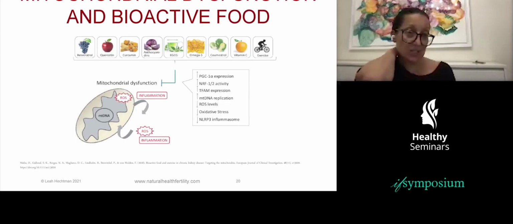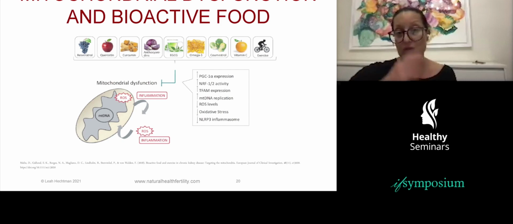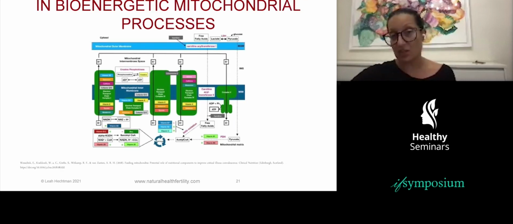And this particular slide is just looking at bioactive foods and how certain foods will help to reduce some of the dysfunction of the mitochondria and help to assist by alleviating some of the inflammation and reducing some of the reactive oxygen species that might be developed. Things that are fairly predictable like resveratrol and quercetin and curcumin and anthocyanidins, EGCG from green tea, omega-3, cholesterol, vitamin C, exercise. All of these are really, really important, and it's important to establish their prescriptions for your patients and work out the relative doses that are indicated.